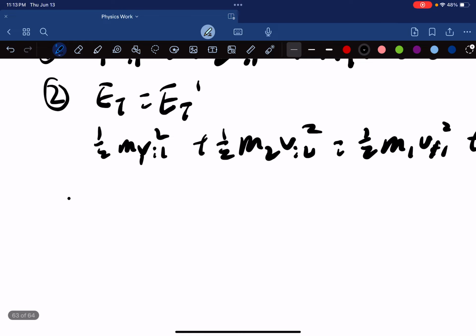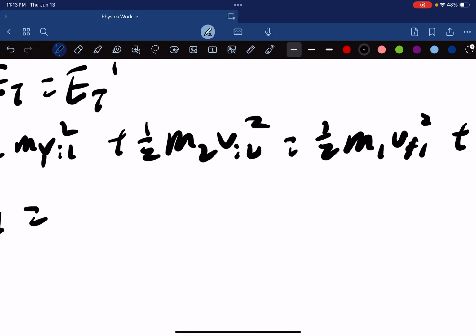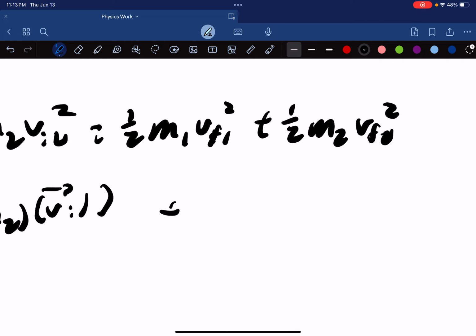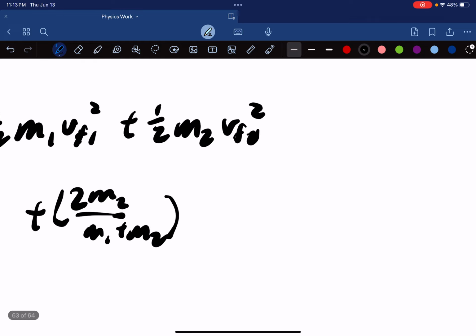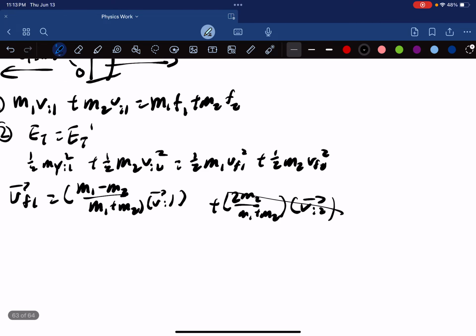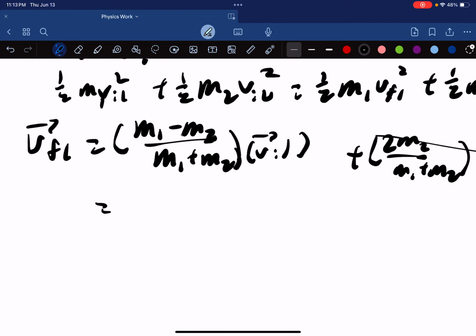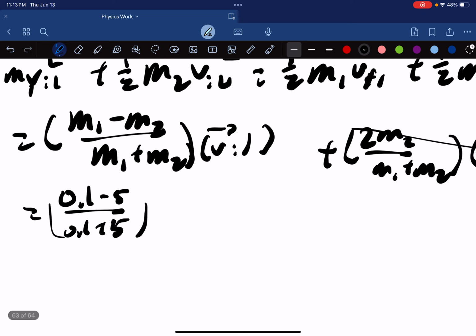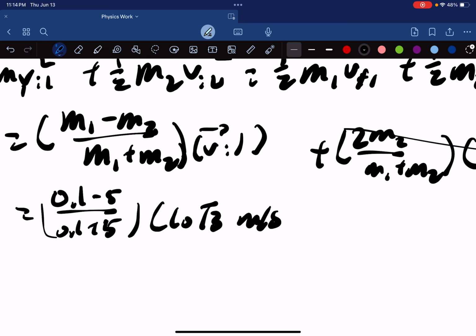You'll get the equation to find vf1, which equals (m1 minus m2) over (m1 plus m2) times vi1, plus 2 m2 over (m1 plus m2) times vi2. Vi2 is 0, so that term just equals 0, and now it's just this important part. Plug in the values: (0.1 minus 5) over (0.1 plus 5), and then 10 root 3 meters per second forward.